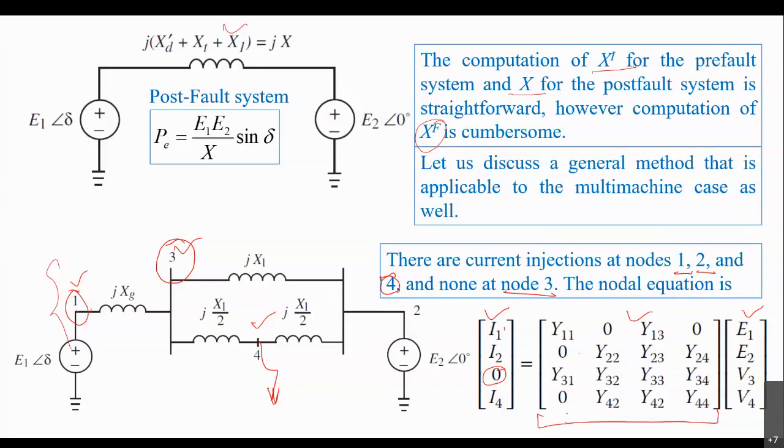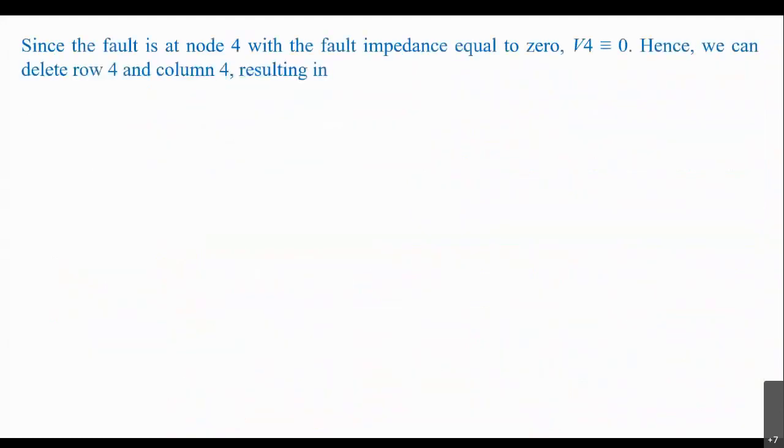Now let us say the fault is a bolted fault. Bolted fault means the fault resistance is 0. If it is an arcing fault, then obviously the fault resistance will have some value. But if it's a bolted fault, then we can reduce this circuit. Let us assume a bolted fault, and we can reduce this circuit into a 3 by 3 network.